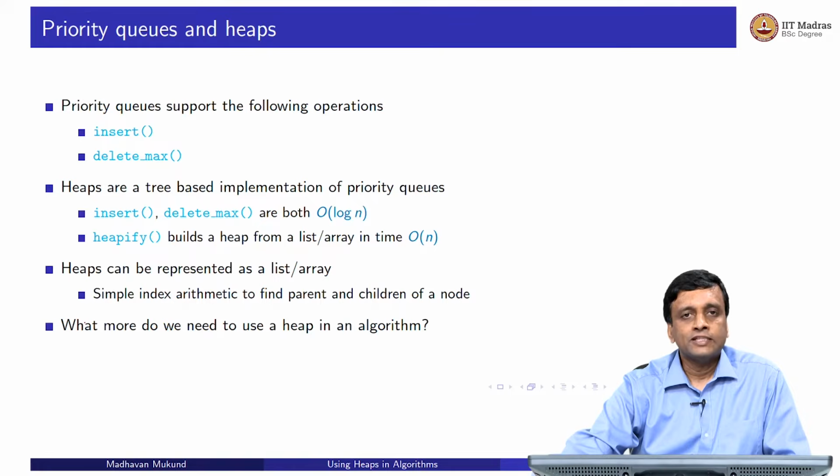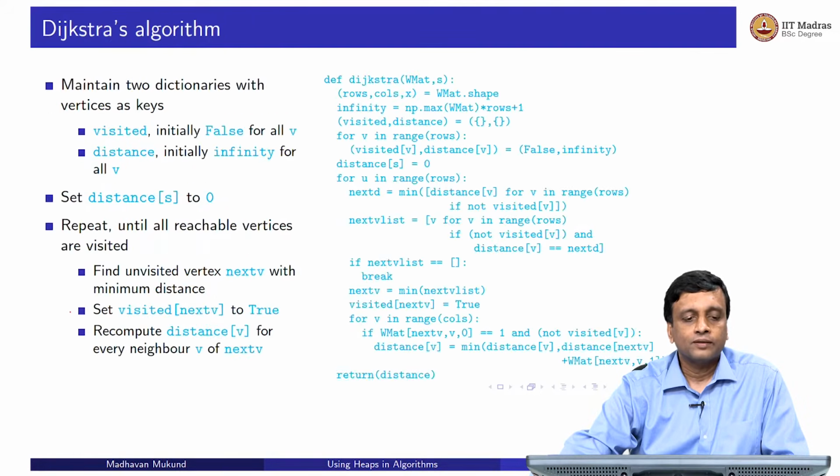So now that we have this heap in which we can maintain these values so that we can extract the minimum or the maximum in logarithmic time and also insert in logarithmic time, what more do we need to use it in an algorithm? And which algorithm are we actually going to use it in? The reason that we started looking at heaps to begin with is because of Dijkstra's algorithm.